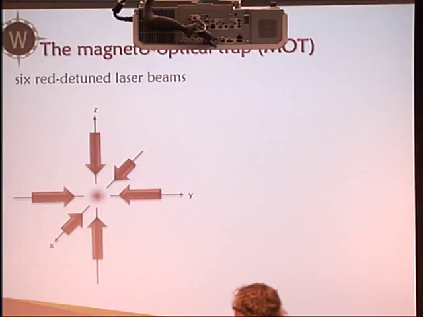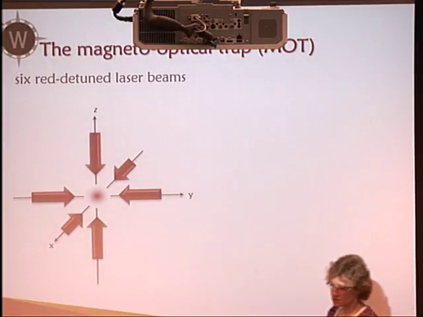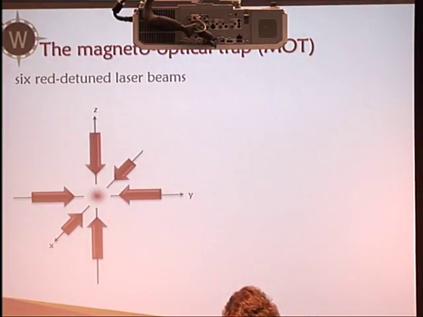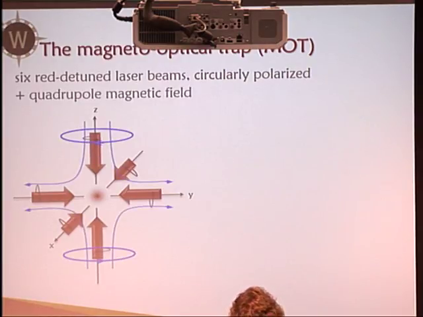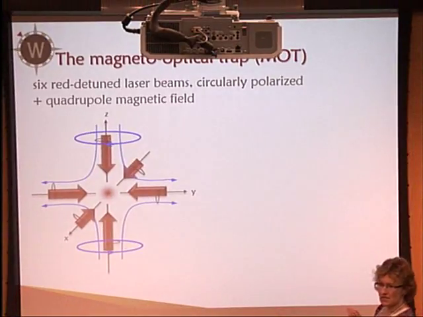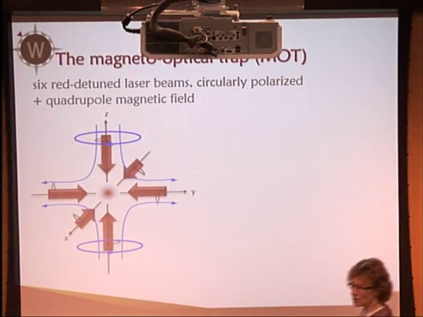And to confine these atoms in three dimensions, you need 6 laser beams all pointing towards the center, just as shown here. And life is a bit more complicated. You need to have a certain polarization in these lasers, and you need to have a quadrupole magnetic field, which is a field that is zero in the center and then increases linearly outwards.